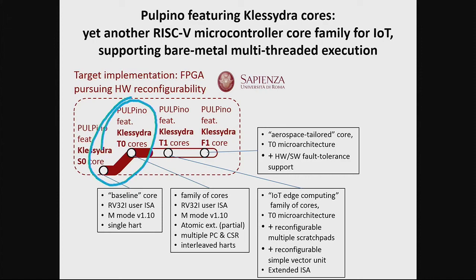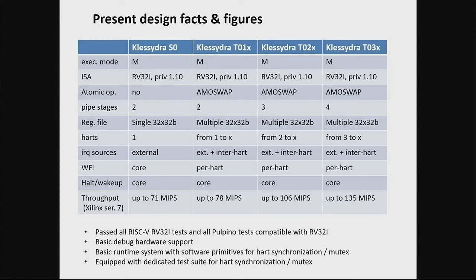The poster focuses on the publicly available T0 cores. These are some facts and figures that we can go through if you come to our poster. Here I will only mention the possibility of the support of inter-hart software interrupts, the possibility of suspending individual harts or the entire core, and the partial support of atomic operations for thread synchronization.